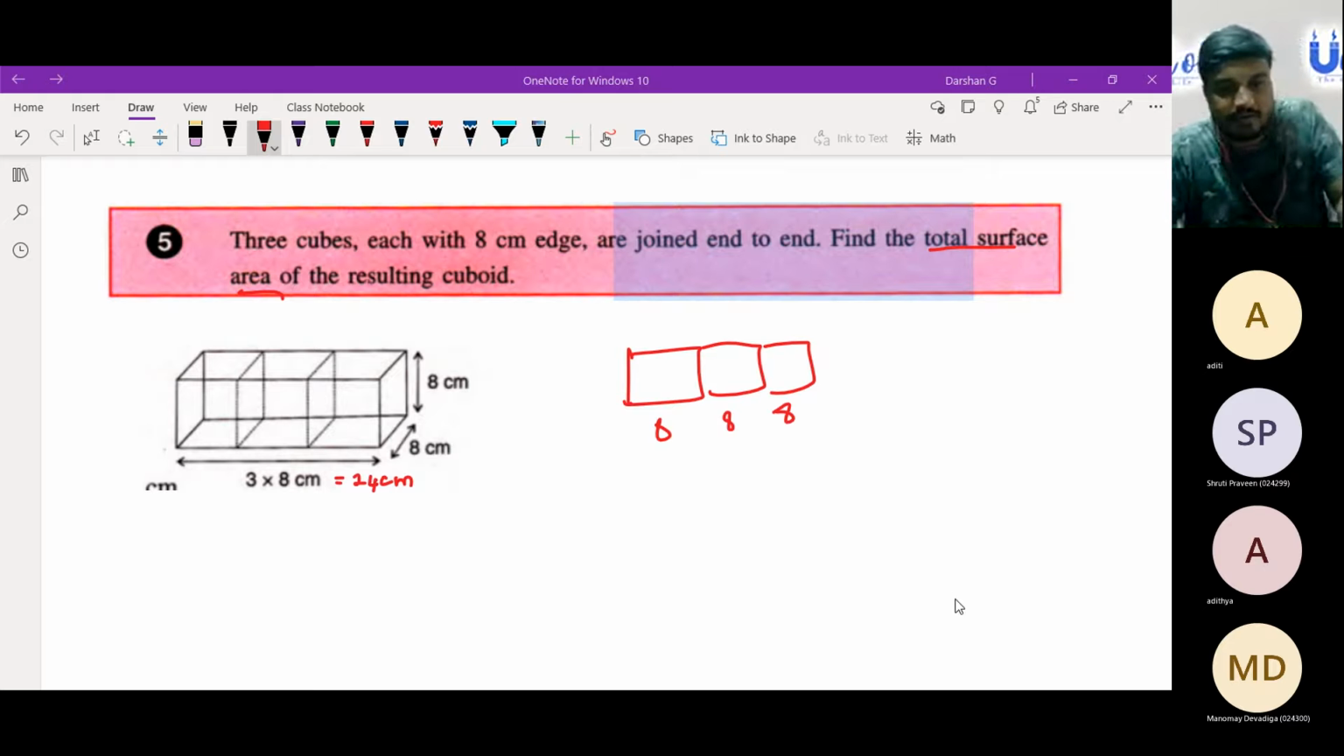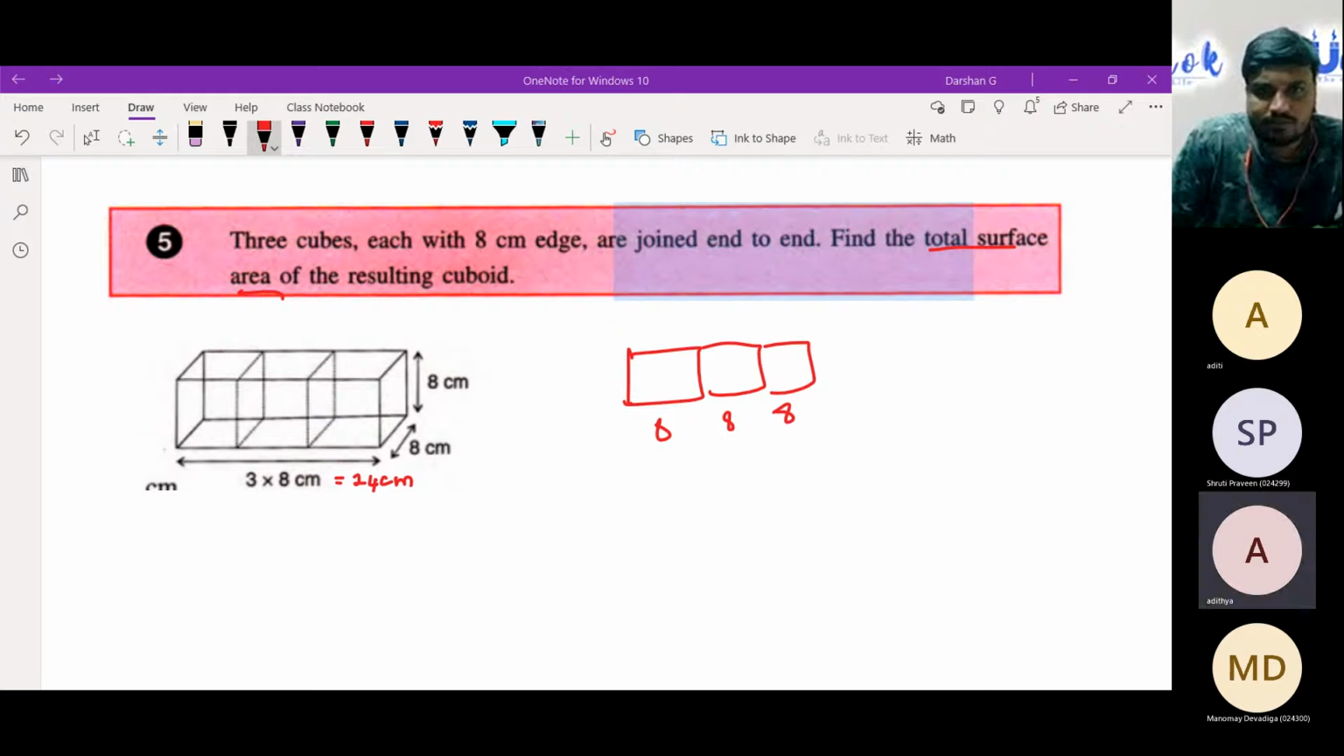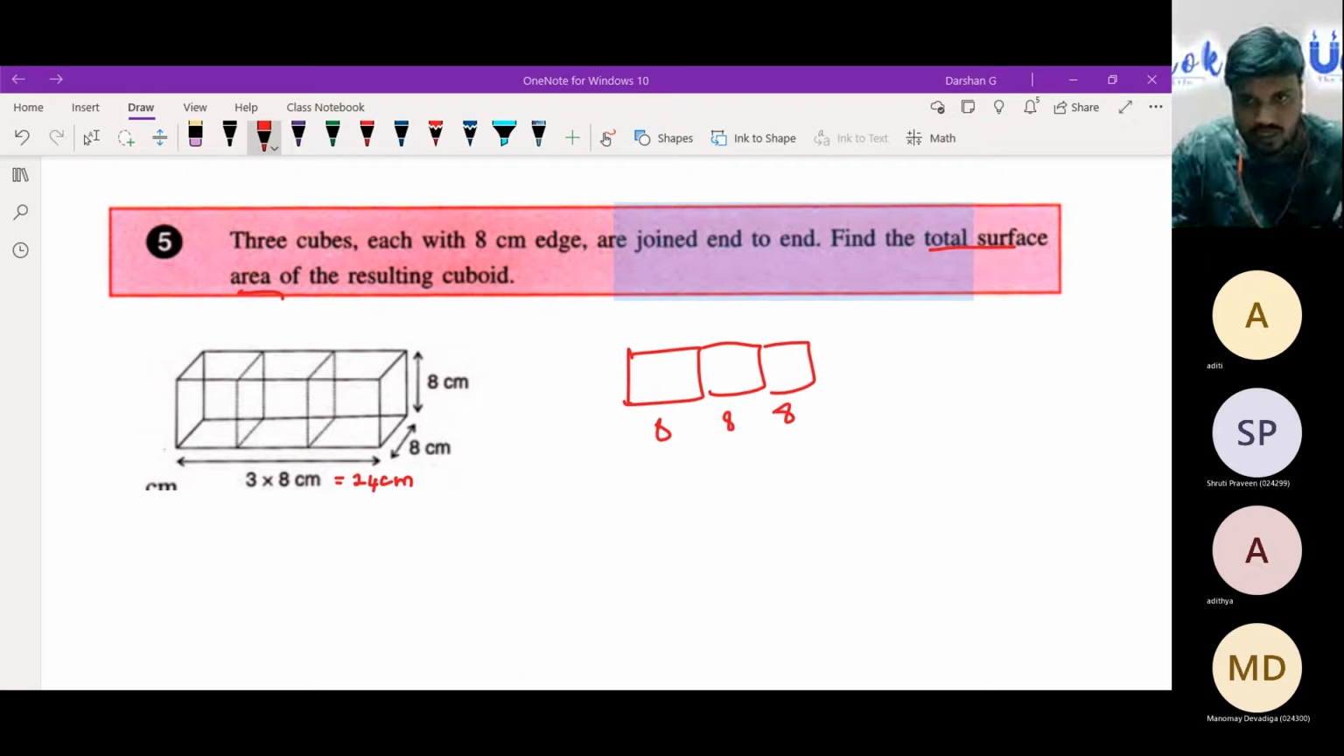Anyone with the answer? Or anyone with the idea of how to do this? Shruti, Aditi, Aditya, and Manomay. So the answer is 496. Okay, that's wrong. So can you explain how you did it?